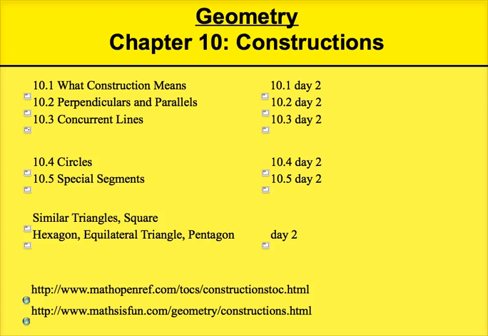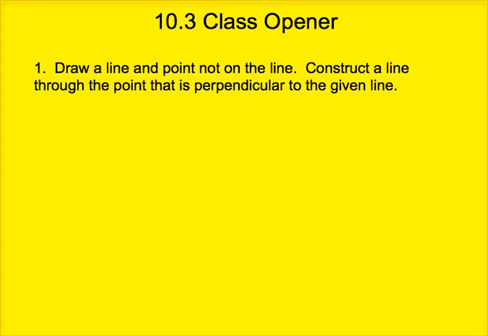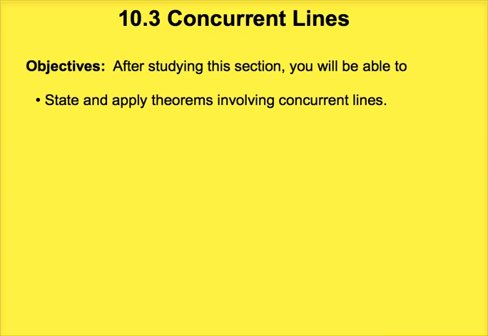Chapter 10, Constructions. Today we're going to cover Section 10.3, Concurrent Lines. The class opener: draw a line and a point not on the line. Construct a line through the point that is perpendicular to the given line. Our objective for today: after studying this section, you'll be able to state and apply theorems involving concurrent lines.